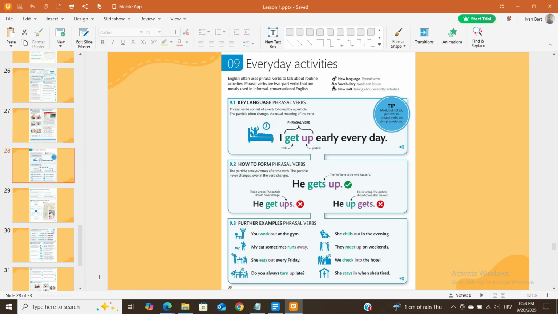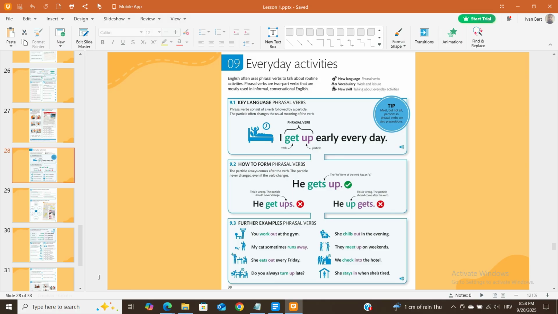I get up early every day. Verb, particle. 9.2 How to form phrasal verbs. The particle always comes after the verb. The particle never changes, even if the verb changes. This is wrong. The particle should never change. The he form of the verb has an s.